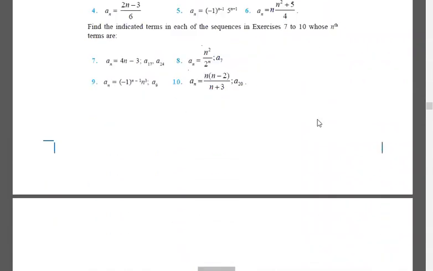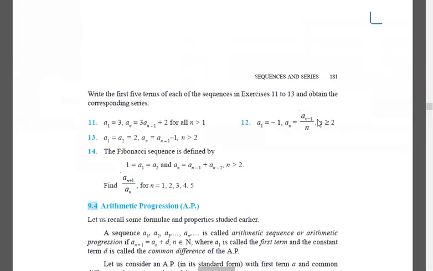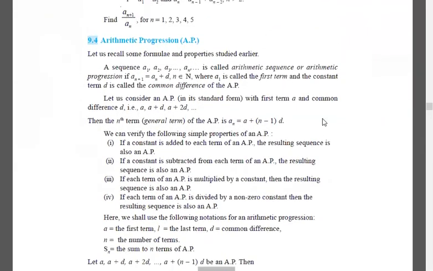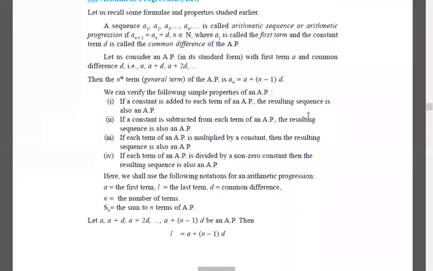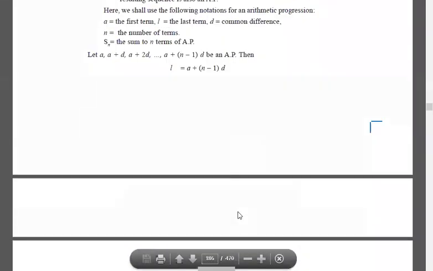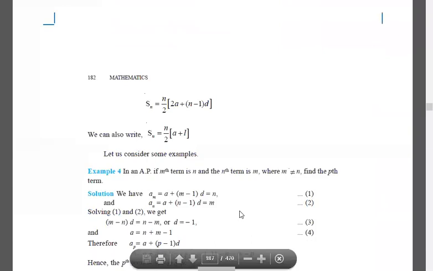Okay, now after this we had AP. So we studied that AP is a sequence in which every two consecutive terms have a common difference. Means the difference of any two consecutive terms is a constant, right? We have studied the properties of AP also, that if something is added to each term, the resultant sequence will be in AP. Then the nth term of an AP is a plus (n minus 1) into d. So this is what we have studied in our class, right?